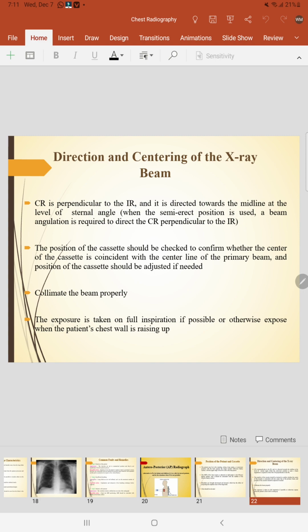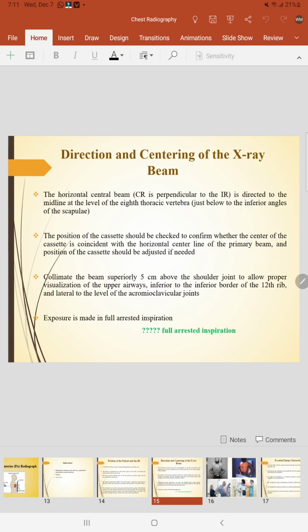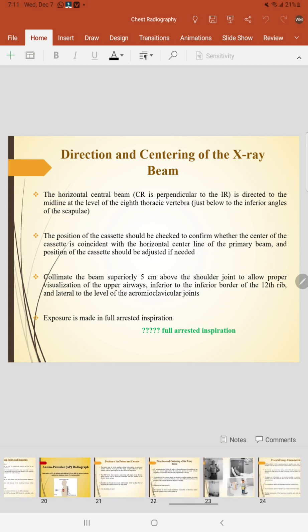Collimate the beam properly. The exposure is taken on full inspiration if possible, or otherwise expose when the patient's chest wall is rising up. This is full inspiration for the AP. Then for the PA, we use full arrested inspiration.